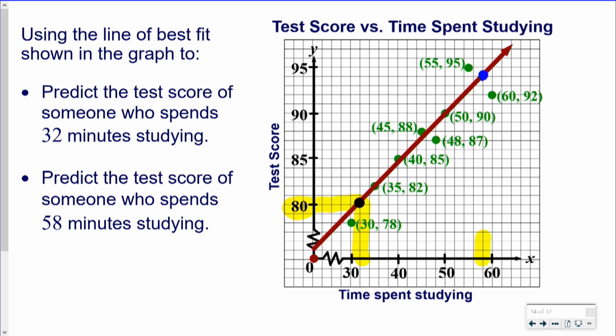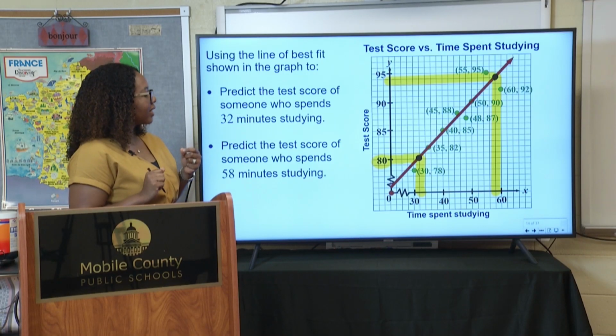Now that I've located 58, I'm just going to travel up my graph to where 58 intersects the line of best fit. And since my goal is to determine the test score, I'm now going to travel over to the y-axis to determine that value. Now notice there's not a numerical number there. So once again, we have to understand what are the values of each tick mark.